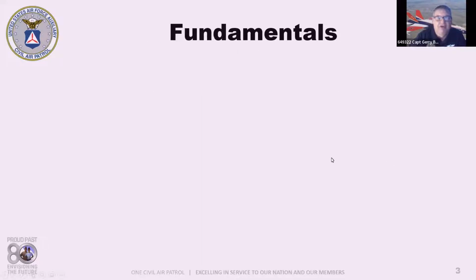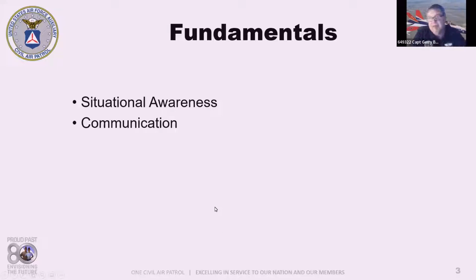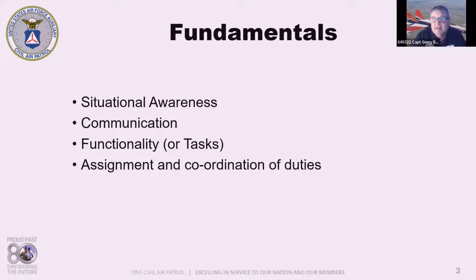So how do we do that? There are 4 fundamentals of good crew resource management. Situational awareness, which somebody mentioned. Communication, which somebody mentioned. Functionality, or the tasks that we're supposed to do. Somebody mentioned that. And assignment and coordination of duties. Somebody mentioned that. So you hit the nail on the head, folks. We're done. No, we wish. So let's take a closer look at each one of these then, shall we?